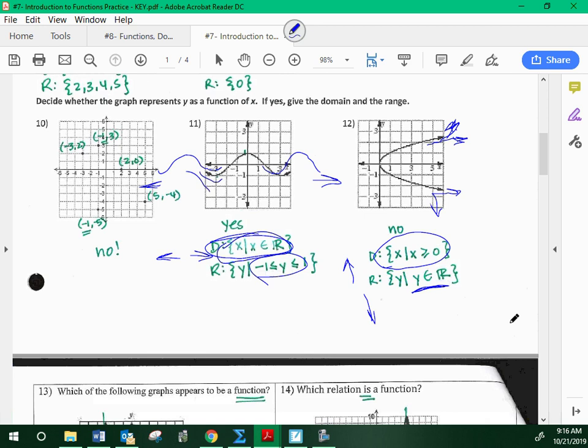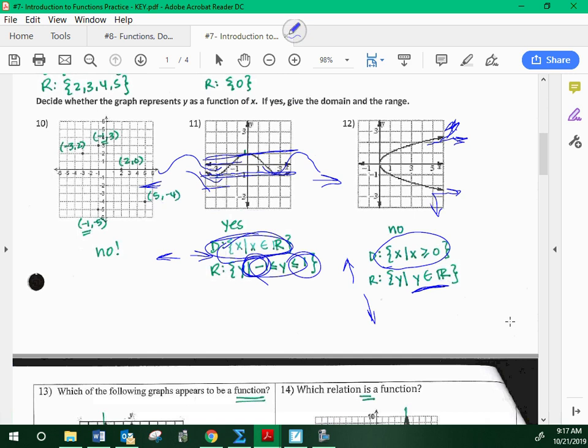But for my y's, I go bottom to top, and the graph doesn't even start happening until right along here, and that's at -1. Then the highest point is right along here, and that's at +1. So that's why we have that inequality.